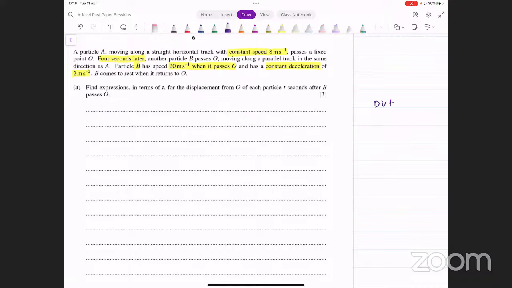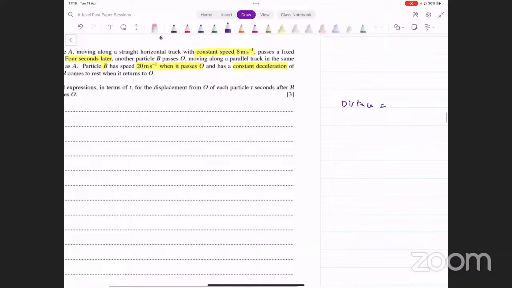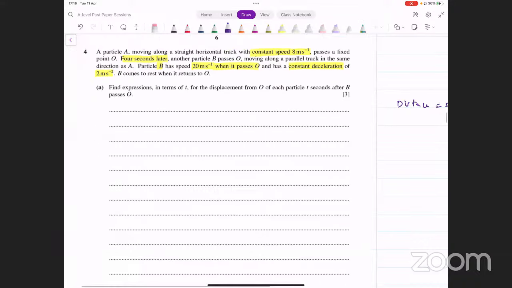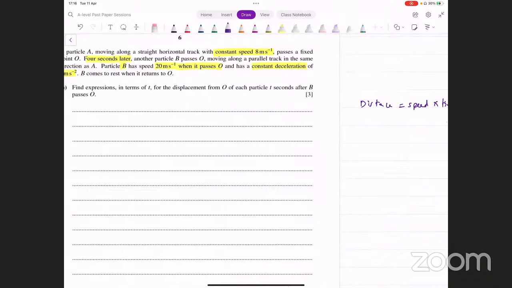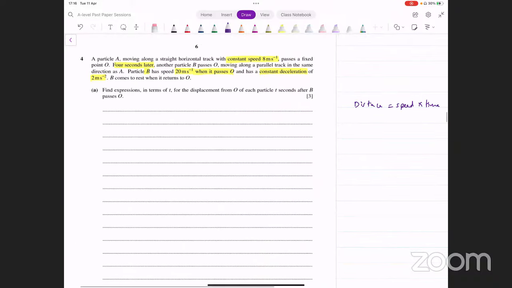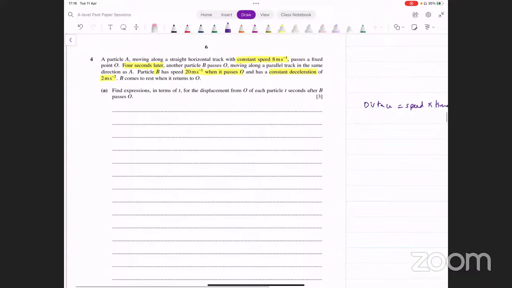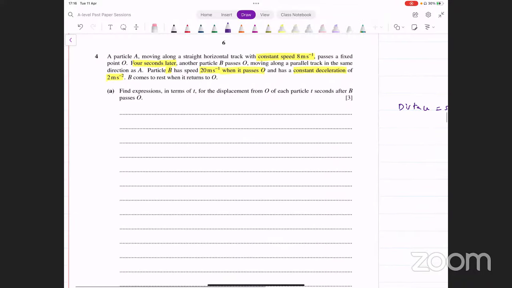Distance equals speed into time. You can just use that here because your speed is constant. Constant speed was one case where you can directly use that simple formula. Okay, let me just confirm this.